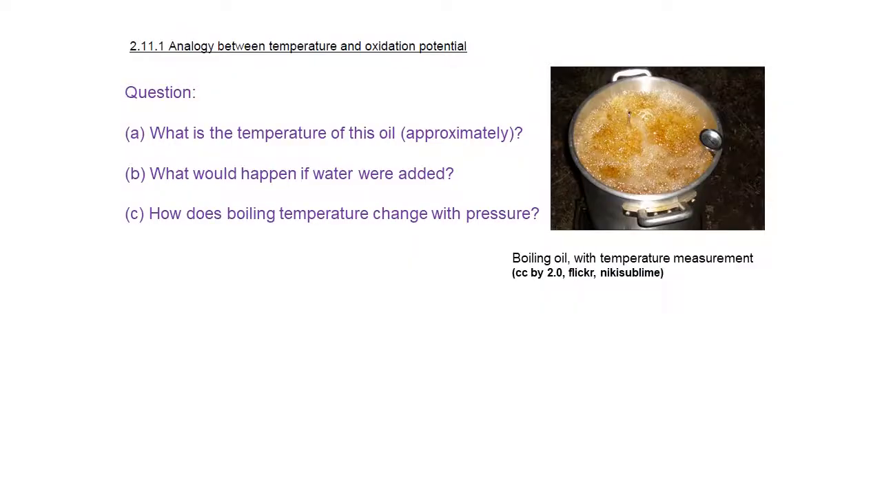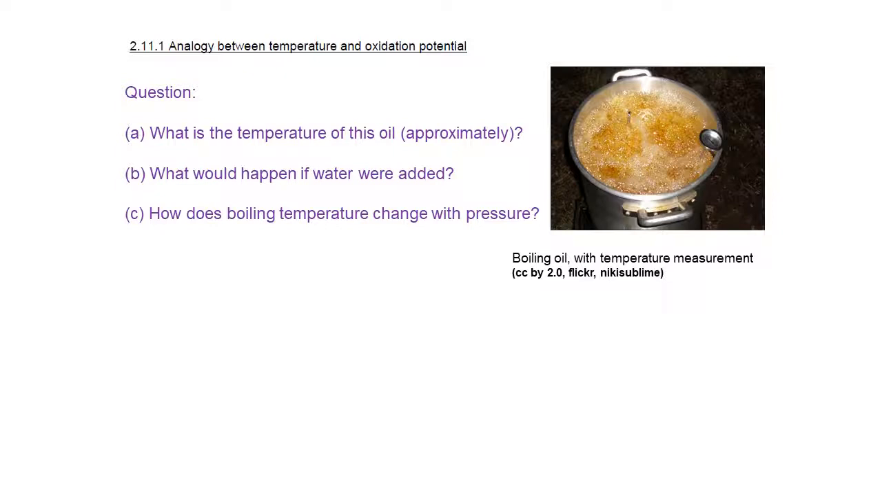Section 2.11.1, this is the analogy between redox potential and temperature. Now, this section is not talking about a perfect analogy, but this is a helpful picture to get a concept as a starting point for what the redox potential exerted by an environment on some poor unsuspecting metal means.